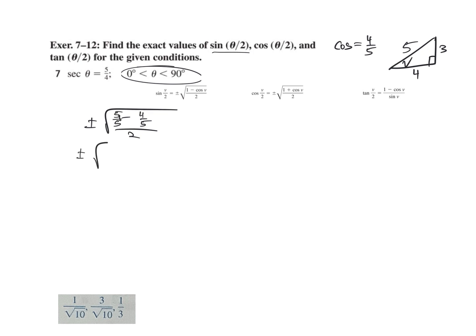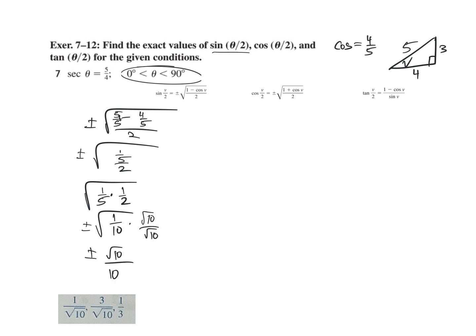So this will be plus or minus the square root of 1/5 over 2, which is 1/5 times the reciprocal of 2, which is the square root of 1/10. Again, this is all plus or minus, and if we rationalize this, we get the square root of 10 over 10. And that's what that is, so they didn't say anything about it. Now it's positive because we are in the first quadrant. So notice they don't have any positive or negative signs on here. So this is a positive 1 over the square root of 10 because we're in the first quadrant. This is important to note as we go on.